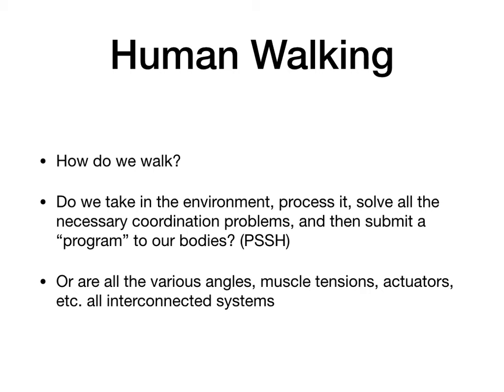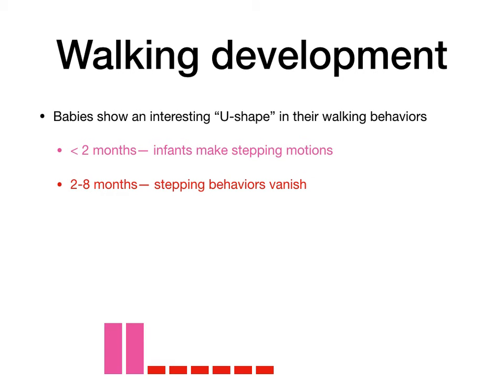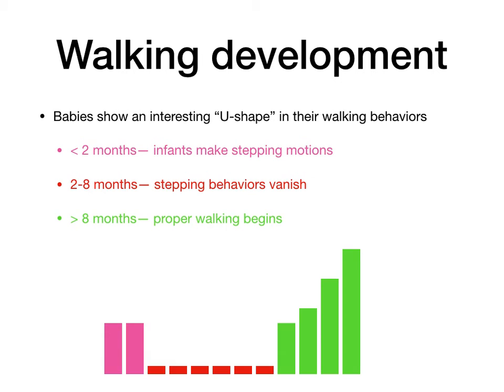But let's talk about how it develops, though. So babies show an interesting U shape in their walking behaviors. In very young infants, they actually make stepping motions. 2 to 8 month old infants, they completely stop stepping behaviors. They vanish. And then after 8 months, they start to properly begin to walk. It takes every kid a different time frame, of course. Some less than 8 months and some more, but these are the averages, right?